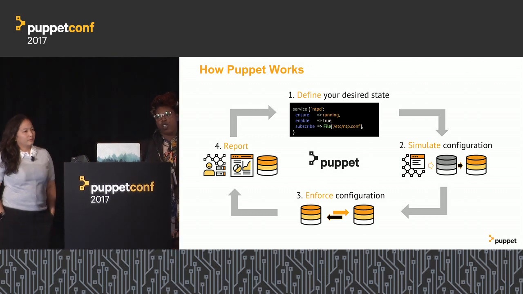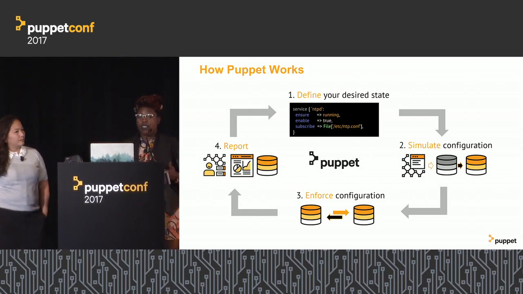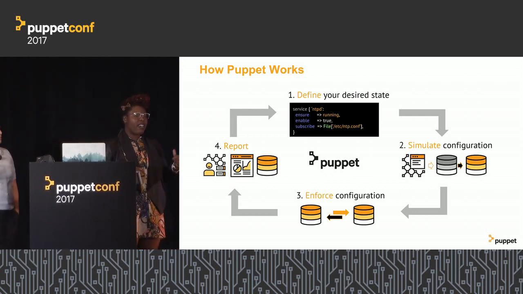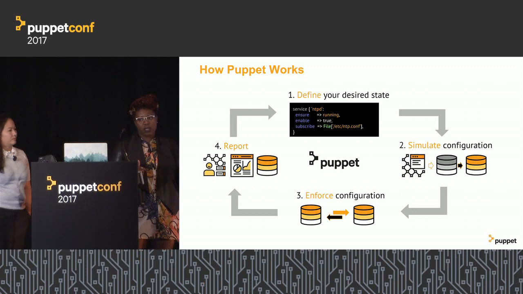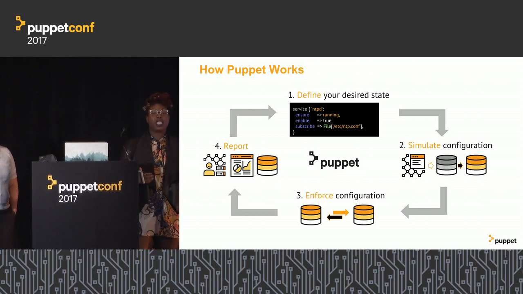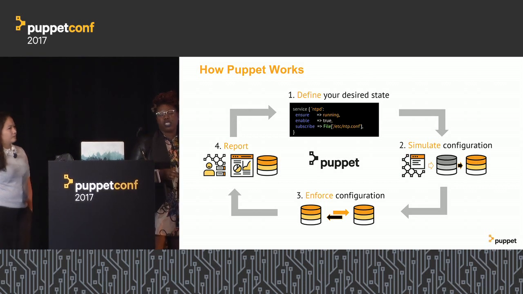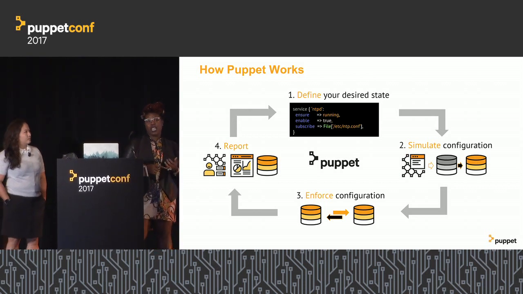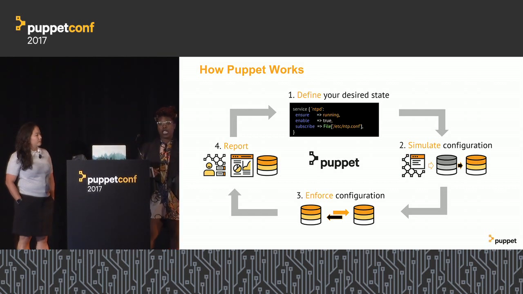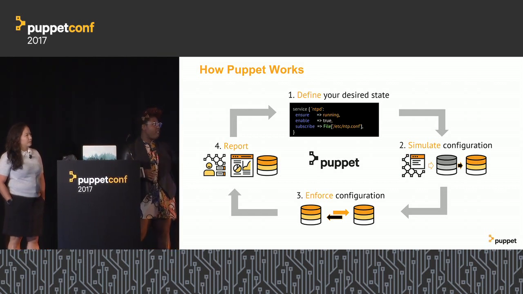So this is a diagram of a Puppet workflow. And what we have here is the definition of that desired state. So this is a small snippet of Puppet code, which we have here. We're declaring a resource, being a service in this case, NTPD, and we're telling Puppet how we want that service to be configured. We want it enabled, we want it running, and we want it looking at this ntp.conf file. So we have that here.